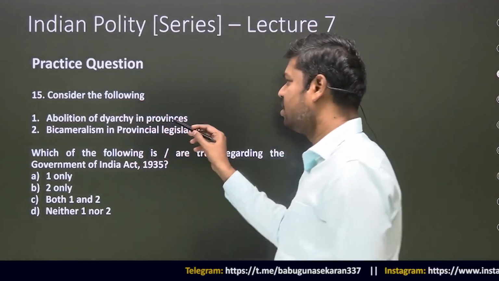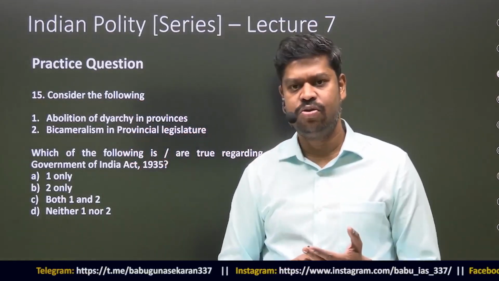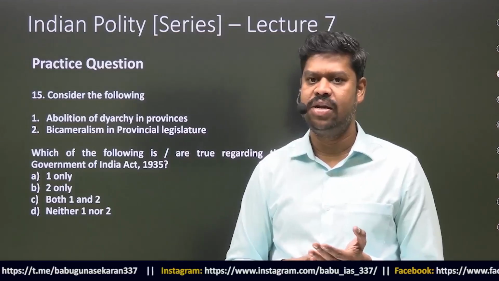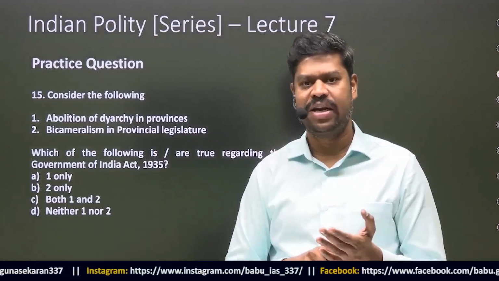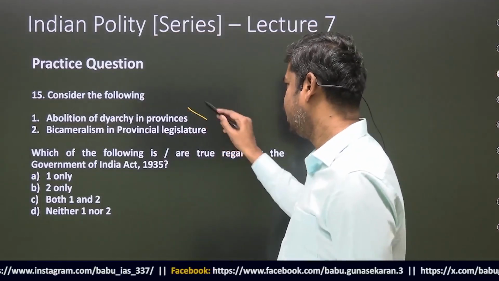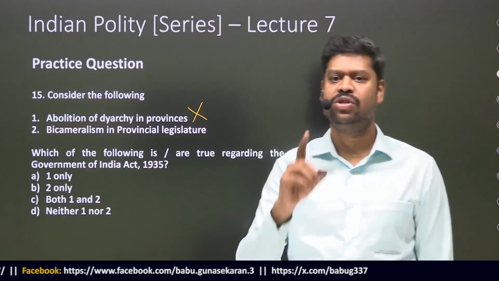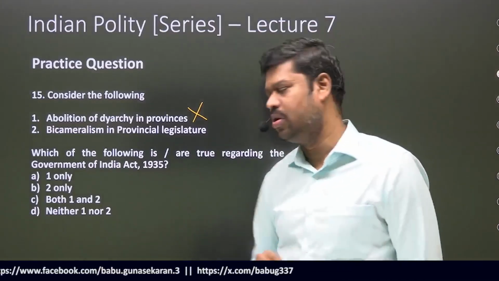One is abolition of diarchy in provinces. I said the system of diarchy was introduced in the Government of India Act 1919, but the system of diarchy was a failure, and hence later it was done away with by the Government of India Act 1935 based on the recommendation of the Simon Commission. We have also learned that.